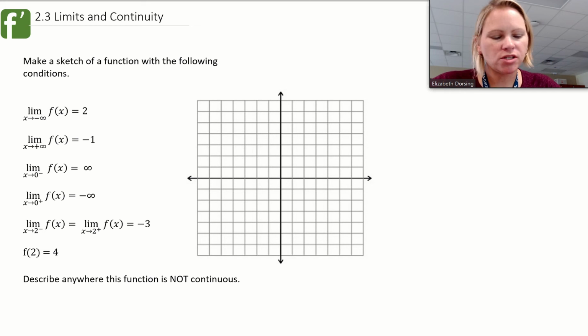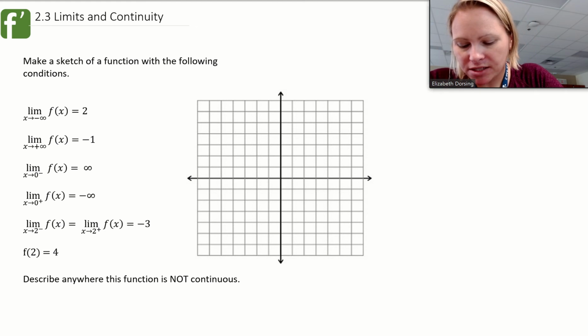So first things first, I would love for you to pause the video here in just a moment, and I want you to try to make a sketch of a graph that has these elements listed here. See if you can hit them all in one graph. And you know, there's more than one way to do this. There's more than one correct graph. So see what you can come up with, and then unpause the video and we'll see what it's supposed to look like. So let's take a look.